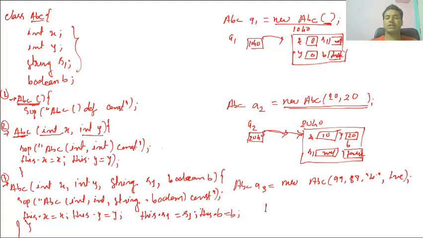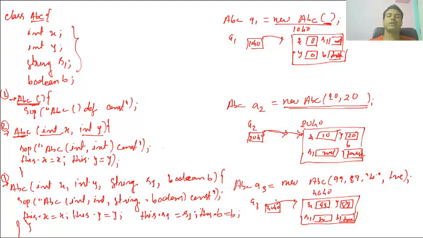Now how do the objects get created? This is A3 and it creates an object. The X value you are supplying is 99, the Y value you are supplying is 88, S1 gets the value that is high, and B gets the value that is true. So the address is 4040, this is 40 and 40, right?